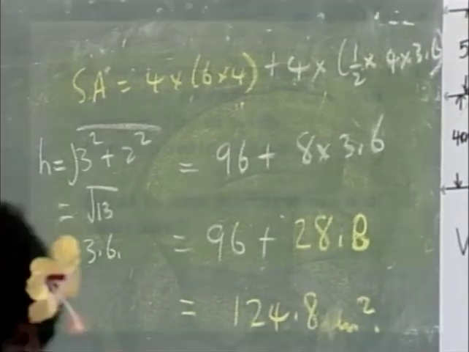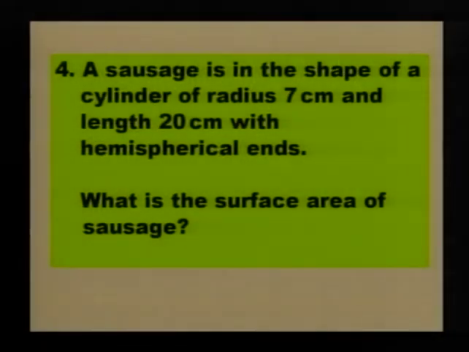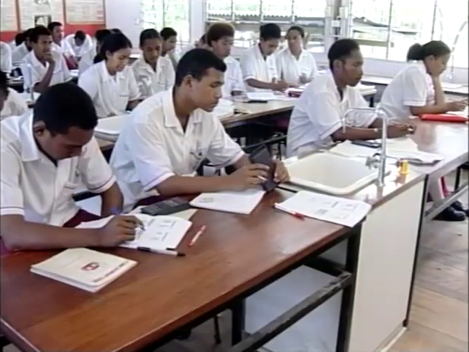All right, number 4, please check your answer as well. 1,496 square centimeters. It's the curved surface of a cylinder plus 1 hemisphere, because there are 2 hemispheres at the end, both ends. Is that correct? 1,496 for question 4. Any questions? No? You want me to do number 4?